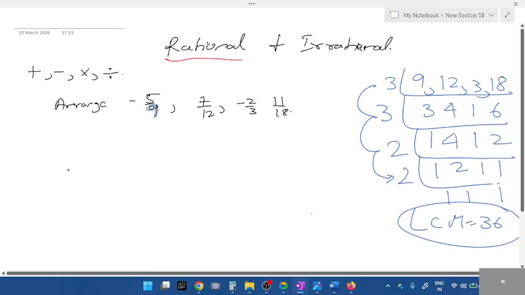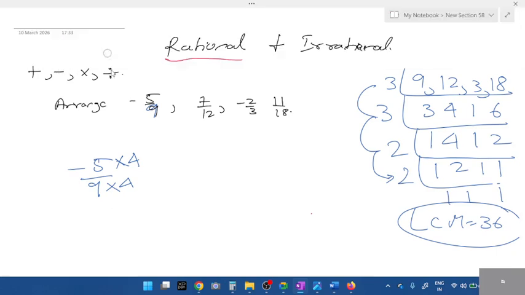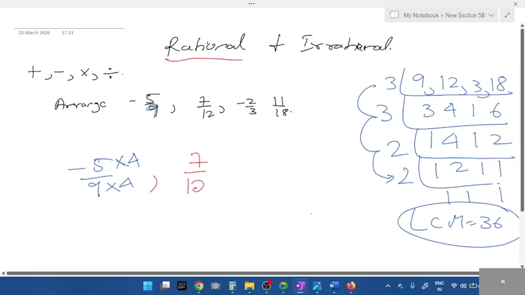Next. Take the first question. LCM is equal to 36. How do you solve? 36, students. See, there are two ways. One, how many times does 9 go in 36? Then 5 into 4. You can do it like this. Or it's the same, students. Just multiply 7 and 12. How many times does 12 go in 36? 3 times. Into 3. Next. Into 12 and into 12.